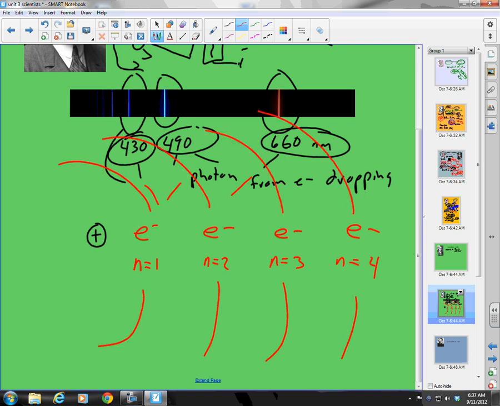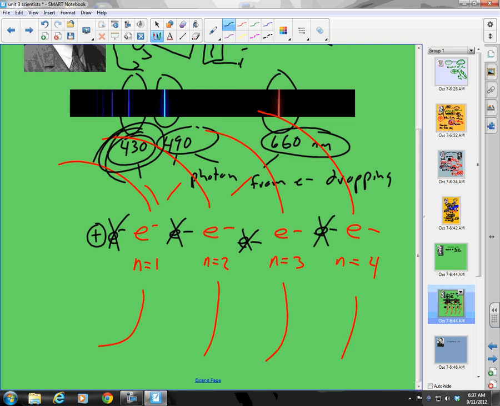But an electron could not be in between here. That's not permitted, Bohr said. And an electron couldn't be here, and an electron could not be here, and an electron could not be there. So that's why Bohr would say, hey, it's always going to be 430. Why is it always going to be 430?